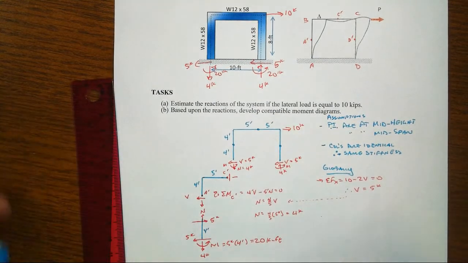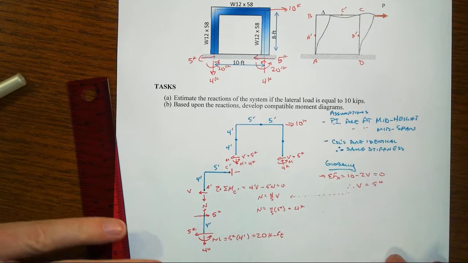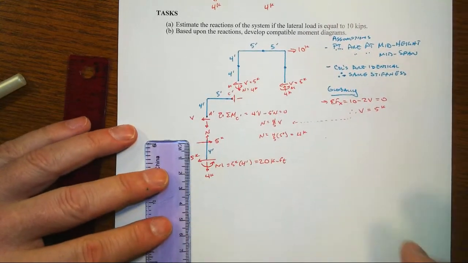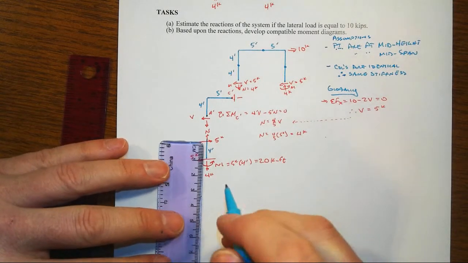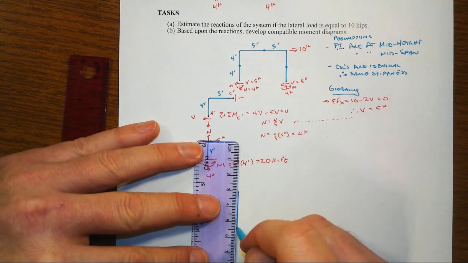Now part B is go draw the shear and moment diagrams. Now we don't have any applied loads to any of the members, so all the effects are coming from that joint force.